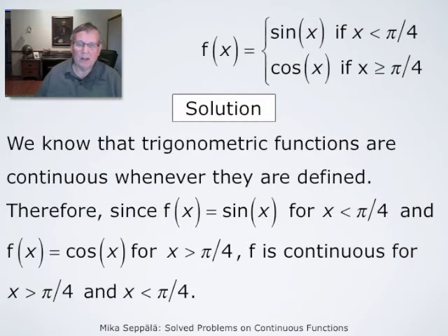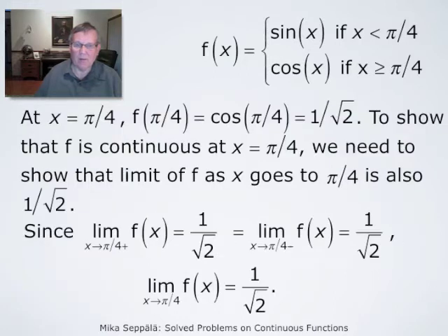Now, sine of x and cosine of x are, as trigonometric functions, continuous in their domains of definitions. Since sine of x and cosine of x are defined for all values of x, they are also continuous everywhere. So sine of x is continuous when x is certainly less than pi over 4, and since cosine of x is continuous everywhere, it is also continuous when x is greater than pi over 4. This means that f of x is continuous, except maybe possibly not at x equals pi over 4.